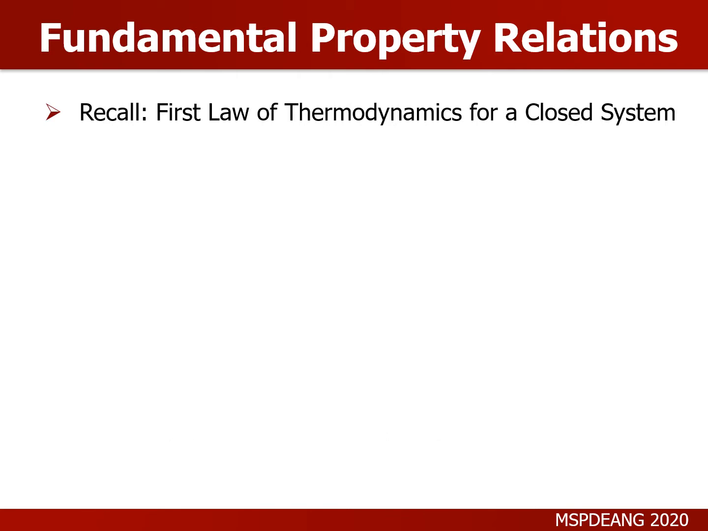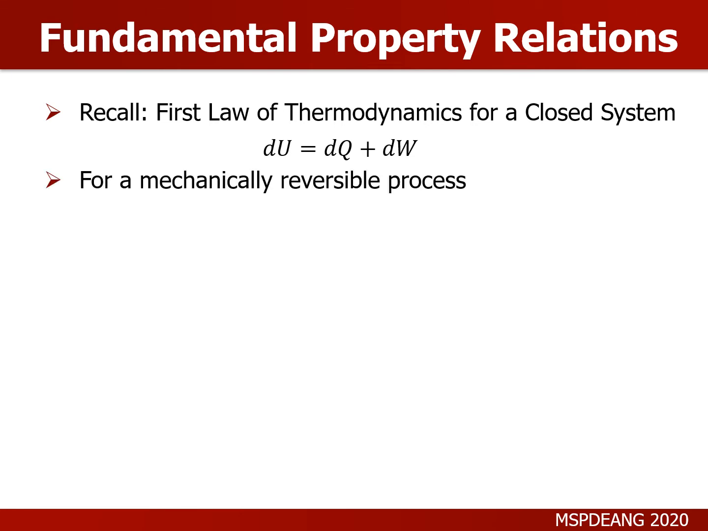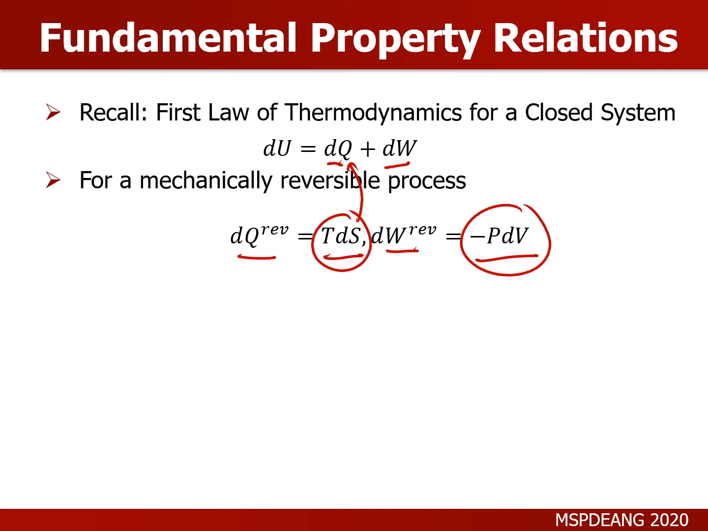So first, to start our derivation, let's recall the first law of thermodynamics for a closed system. And recall that the first law of thermodynamics for a closed system, dU, is equal to dQ plus dW. So now how do we express the change in U with respect to other measurable quantities? First recall, for mechanically reversible processes, we have an expression actually for dQ and dW. The dQ reversible is equal to the quantity TdS, and the reversible work is equal to negative PdV. And if you substitute that, you can see that dU is now equal to TdS minus PdV.